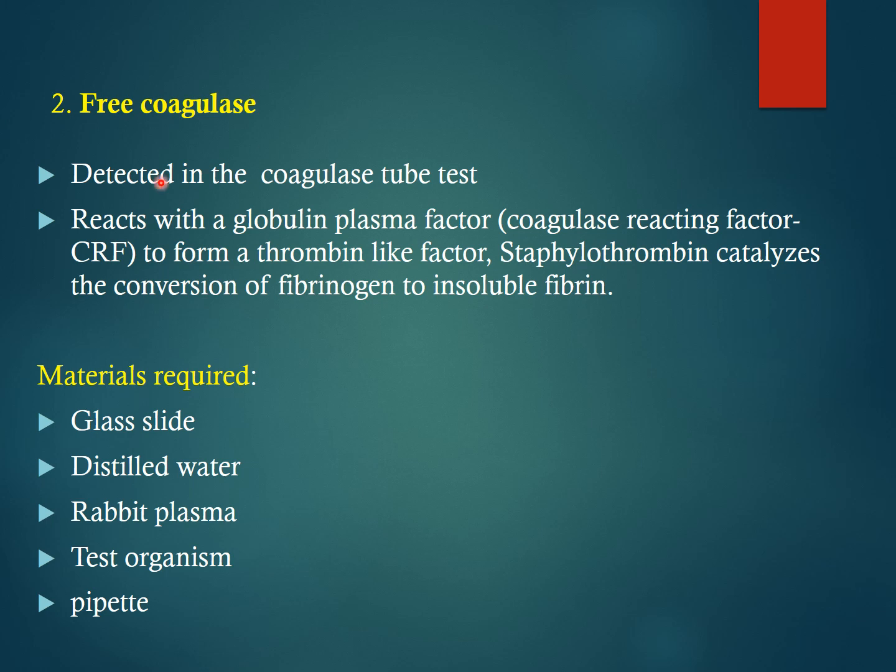Free coagulase. It is detected in the coagulase tube test. It reacts with the globulin plasma factor, that is CRF, coagulase reacting factor, to form a thrombin-like factor. Staphylothrombin catalyzes the conversion of fibrinogen into insoluble fibrin. Materials required: glass slide, distilled water, rabbit plasma, test organism and pipette.